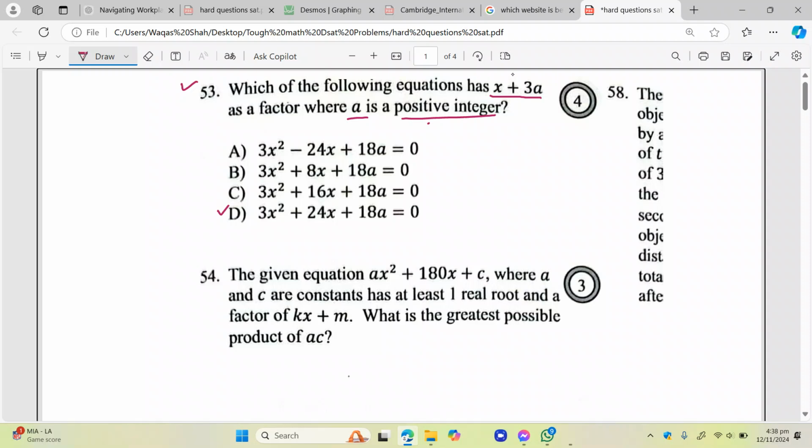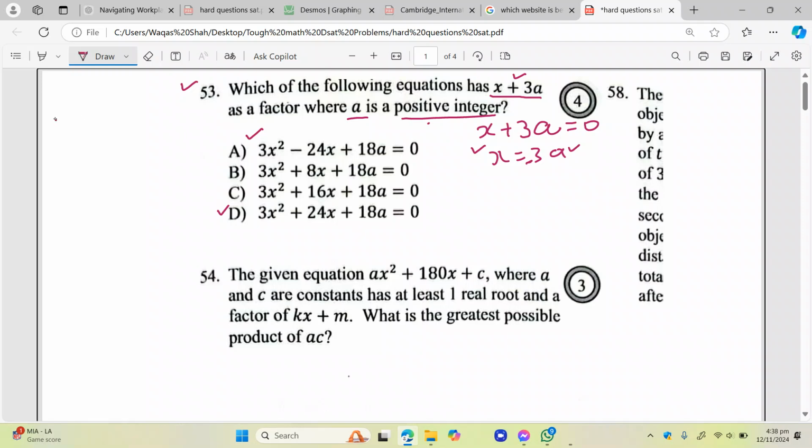Okay, since this is a factor, we can use the factor theorem. For the factor theorem, x plus 3a, we can take this as 0, so that x is equal to minus 3a. Now we will plug x equals minus 3a into these four equations. Whichever equation gives us a as a positive integer will be the equation of which x plus 3a is a factor. Okay, so we can start from a.